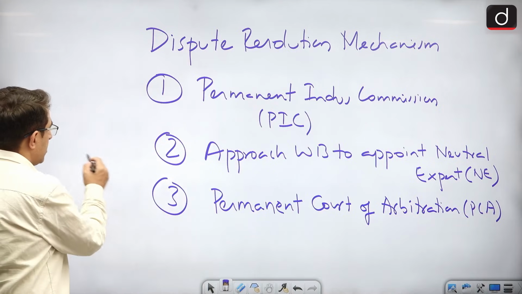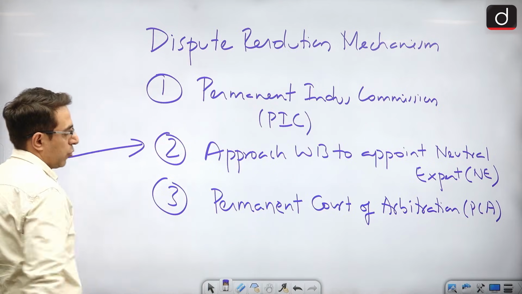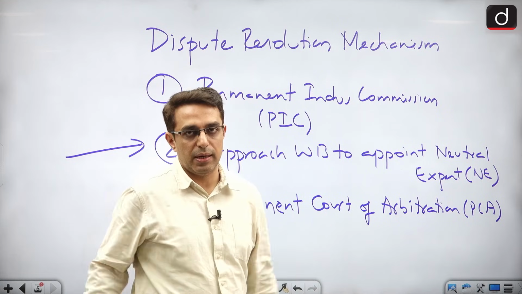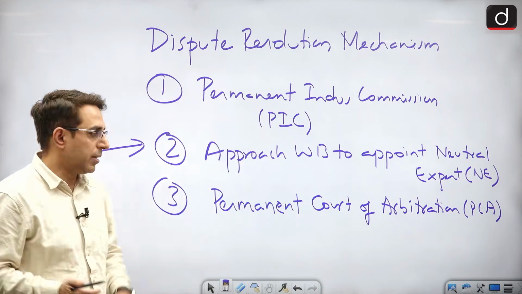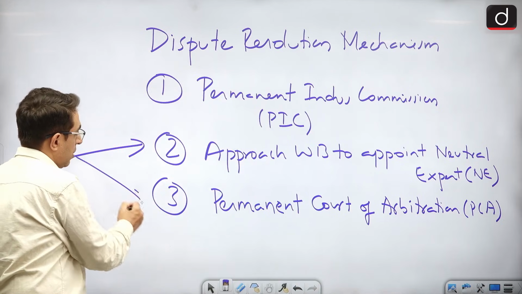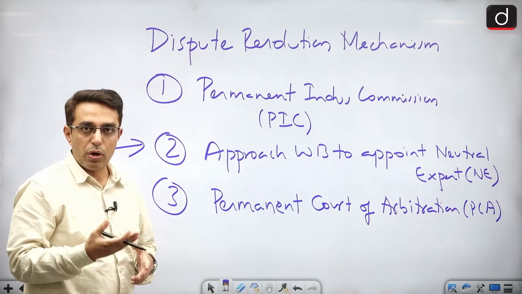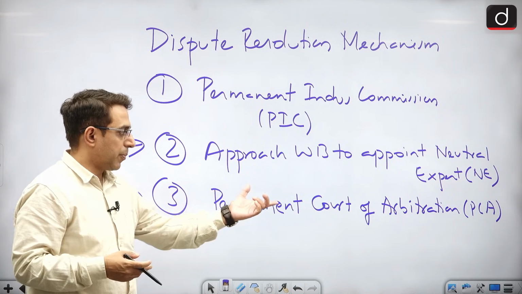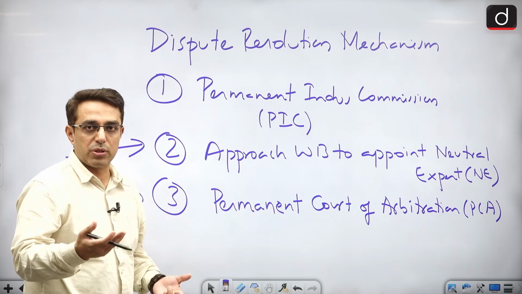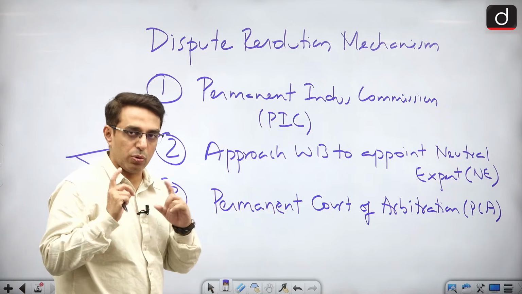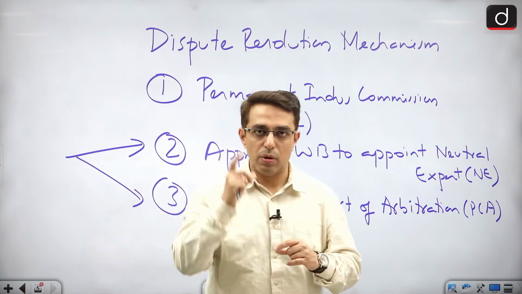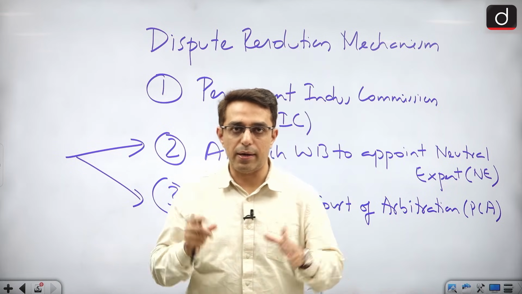For a recent dispute, Pakistan approached the World Bank to appoint the neutral expert. India also joined the process once the neutral expert was appointed. But for the same dispute, while this process was going on, Pakistan also approached the Permanent Court of Arbitration, where also the process got initiated, but India refused to join it. India said no, we will follow the sequential mechanism under IWT.